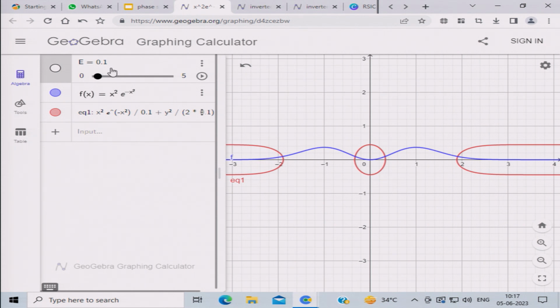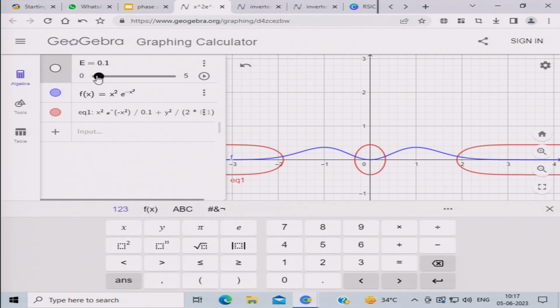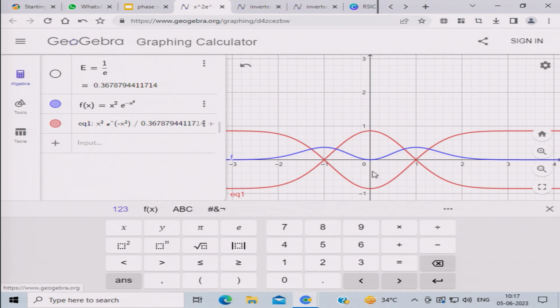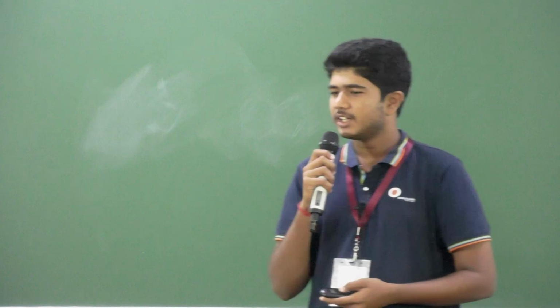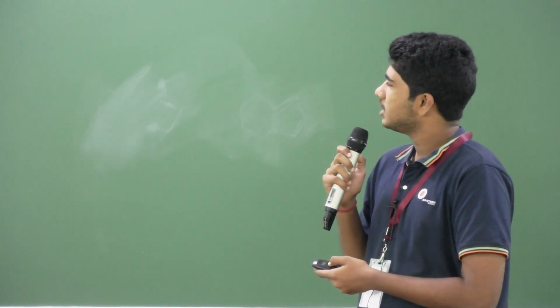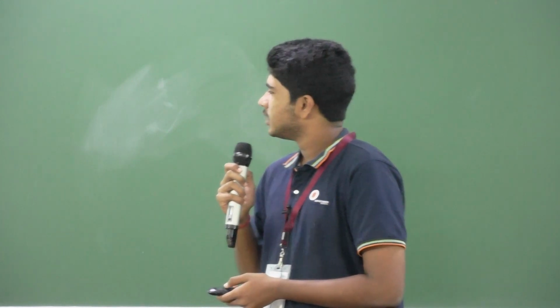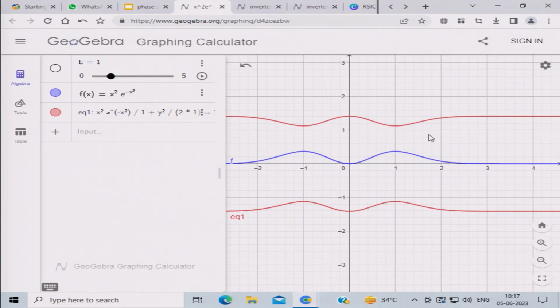escape. The second case is E is equal to 1 by 2E, where the energy is exactly equal to that of the local maxima, 1 by E. So it again forms the same cross pattern on either side, which again takes infinite time, as we know. And then the third is where E is greater than 1 by E, where the body can freely move from either end of the curve to the other end.